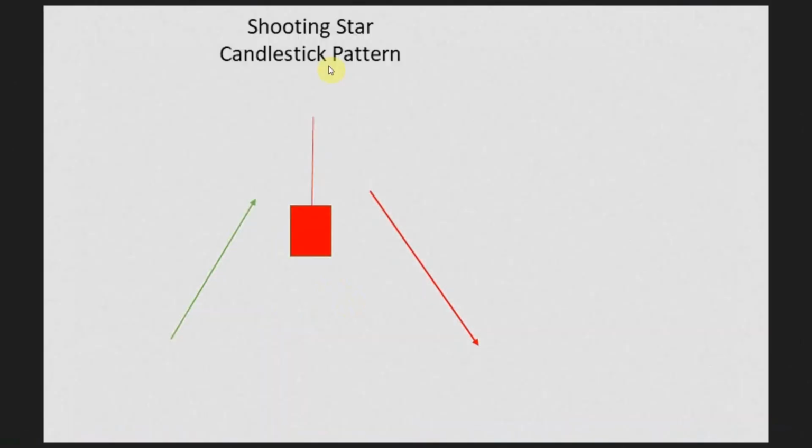The shooting star is formed at the end of the uptrend and gives a bearish reversal signal. In this candlestick, the real body is located at the end and there is a long upper shadow.